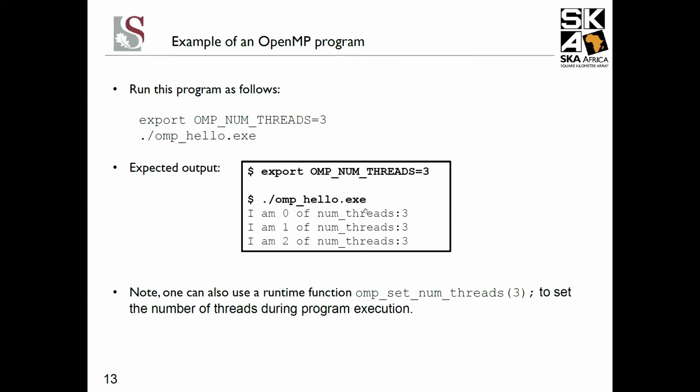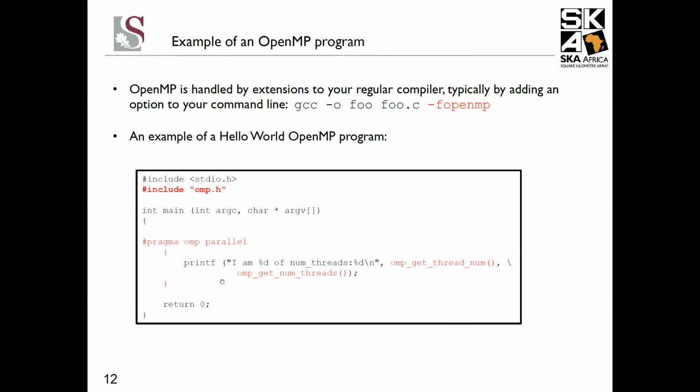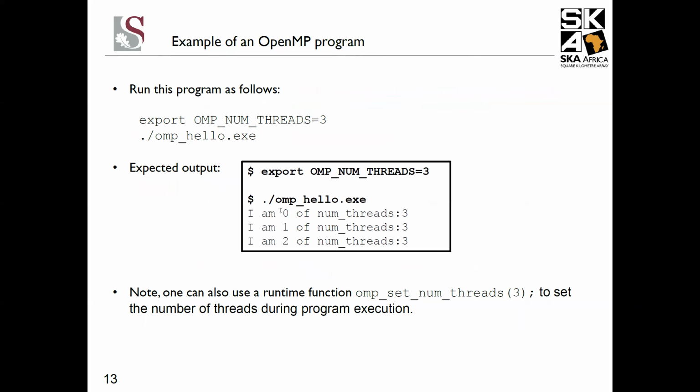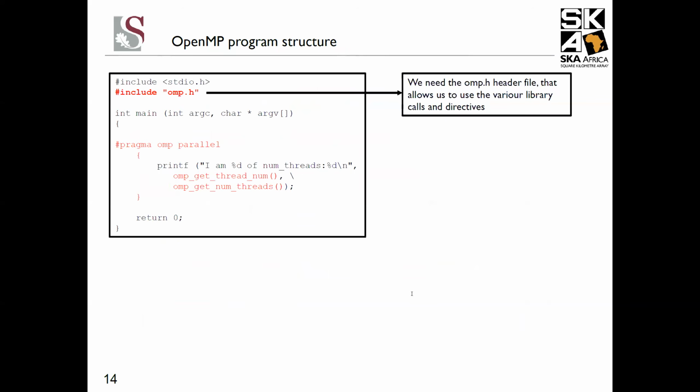I am 0 of num threads 3. I am 1 of num threads 3. I am 2. So again, we get these indices. They are only valid inside of this parallel region. After this parallel region, no more threads exist. Well, only a single thread exists, typically the master thread, which is thread ID number 0. But there's also a different way in which to set the number of threads that the program might use, and that is during program execution or during runtime. You can call this function omp_set_num_threads, and I give it the number here, 3, to set the number of threads dynamically at program execution.